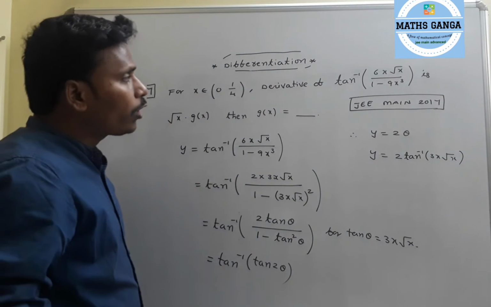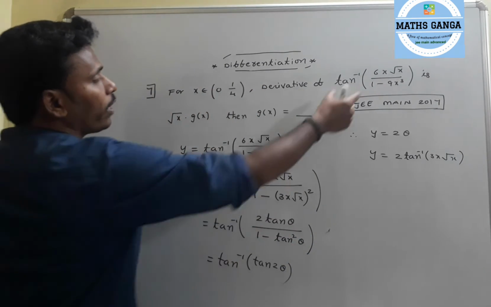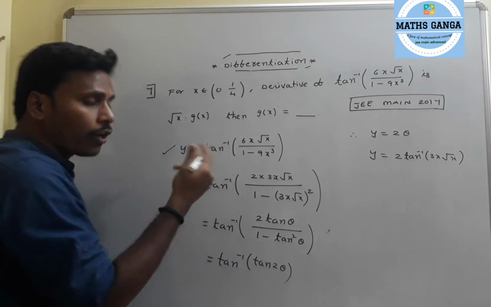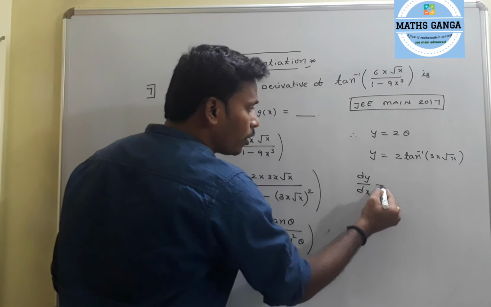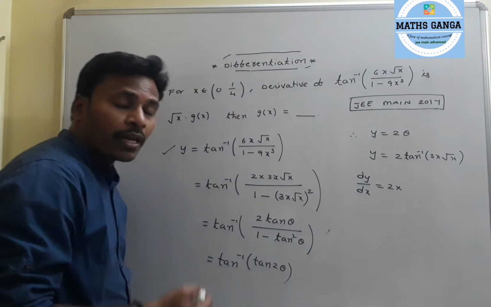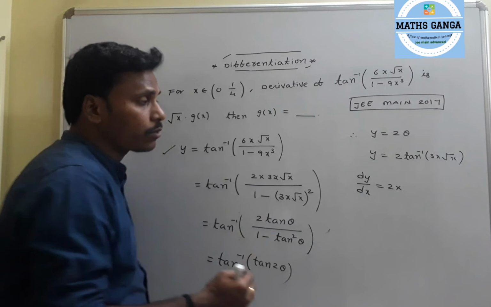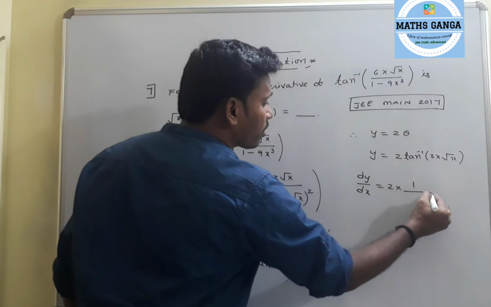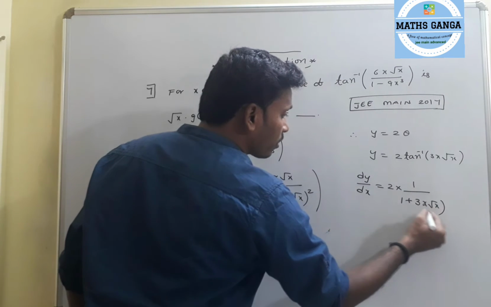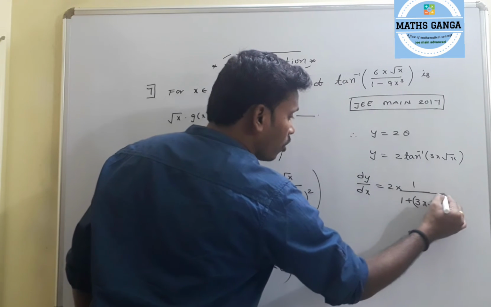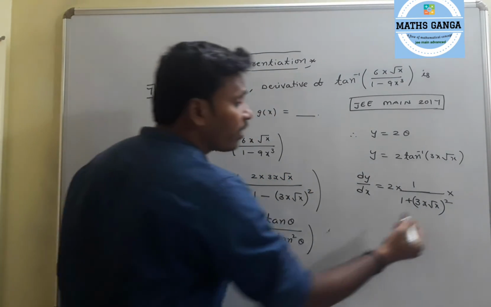Now we need to think about the derivative of y. The problem is about the derivative of this function, that is y. So now differentiate this y with respect to x. 2 is a constant, write it separately, and then tan inverse of something. For tan inverse of x, the derivative is 1 by 1 plus x square. So for tan inverse of 3x root x it is 1 by 1 plus 3x root x whole square, into the derivative of 3x root x. What is its derivative?